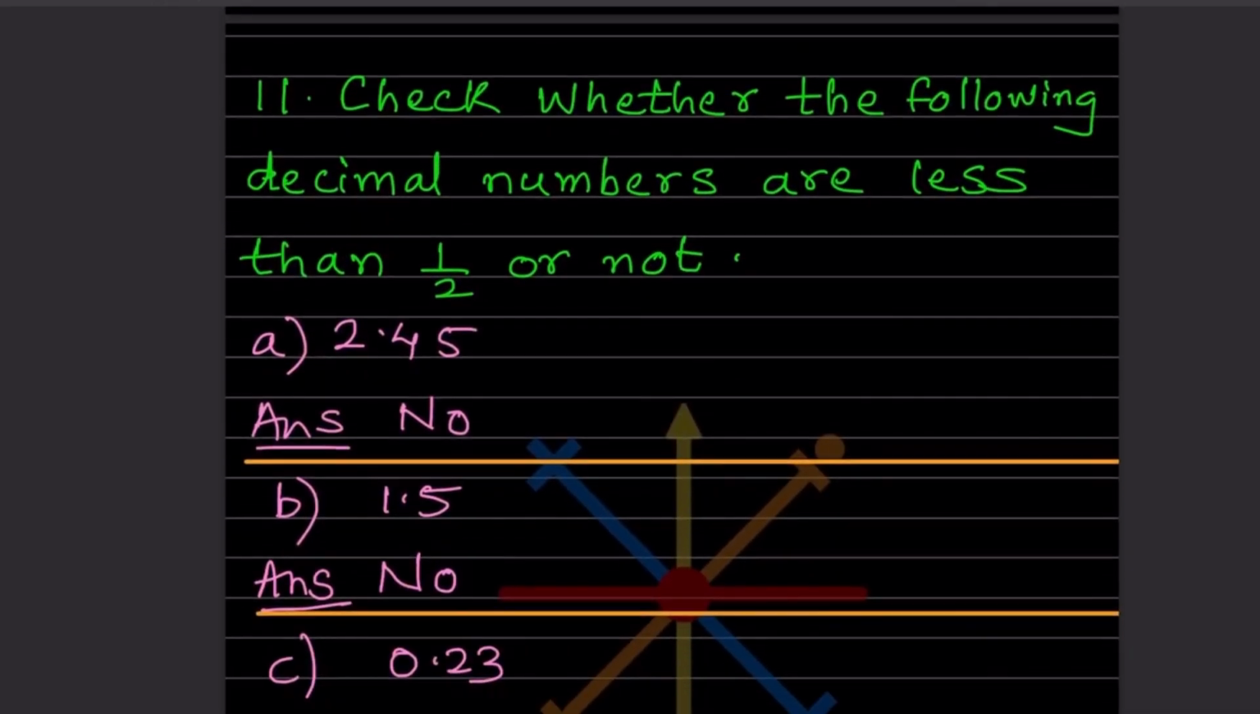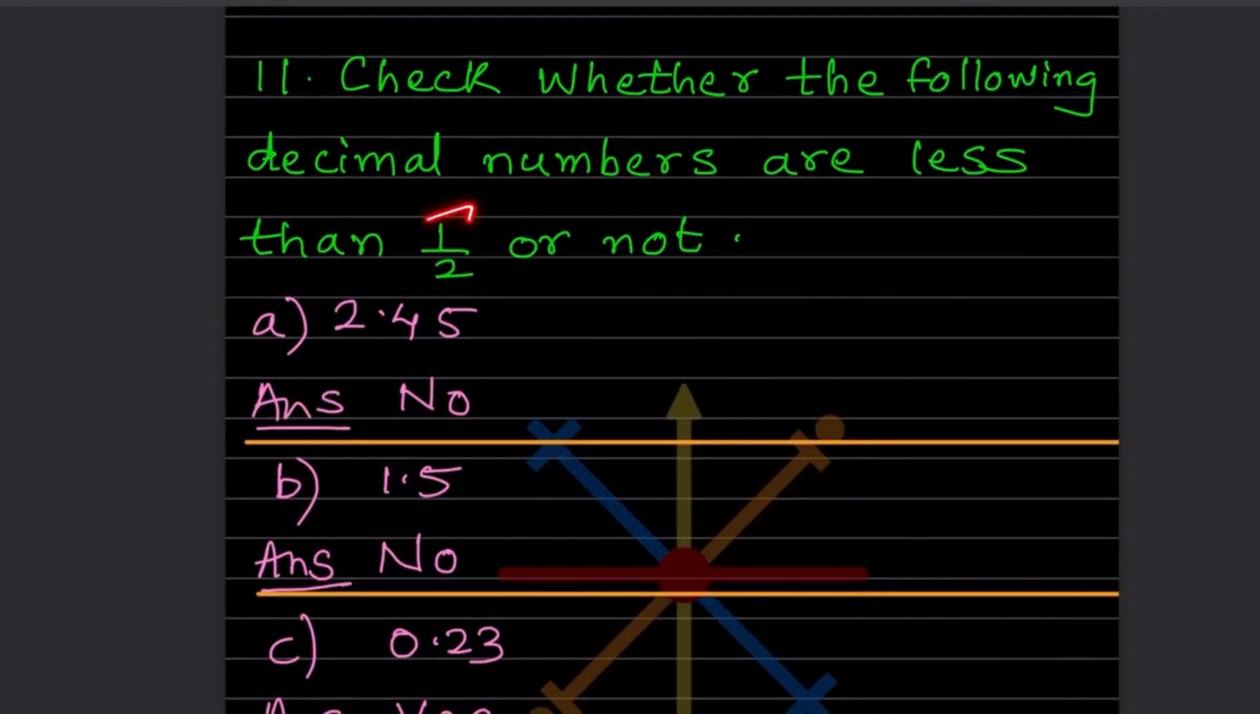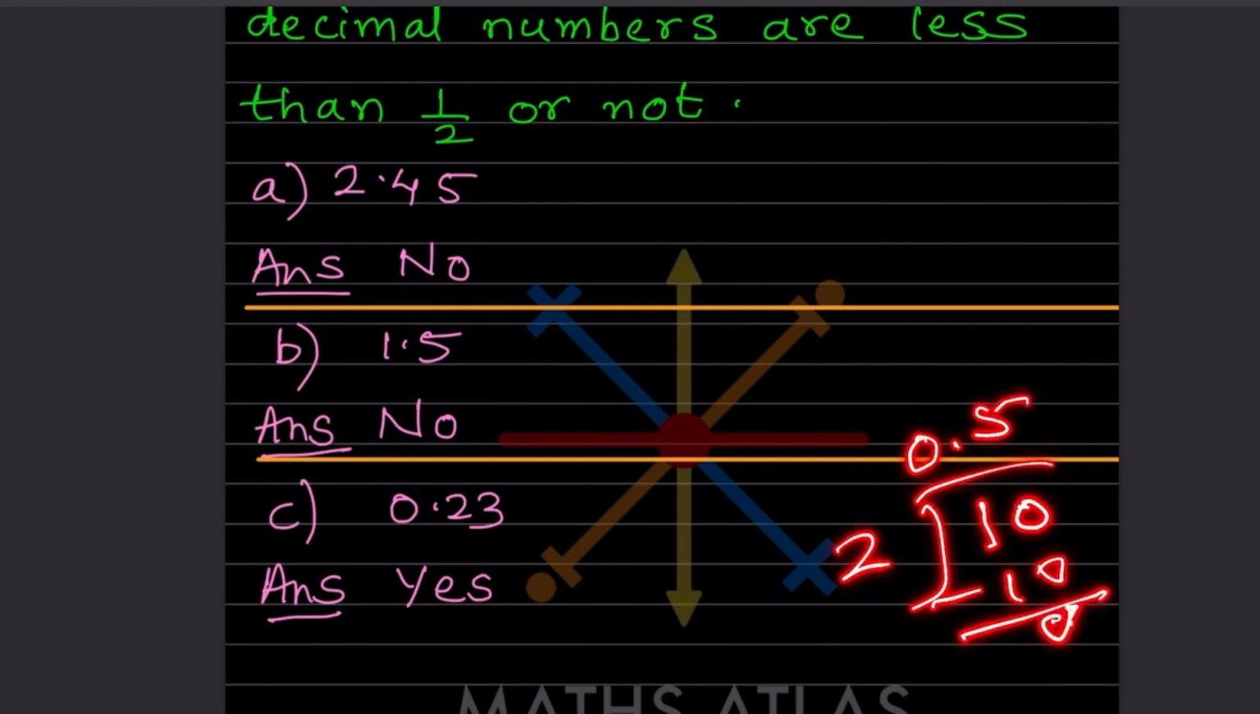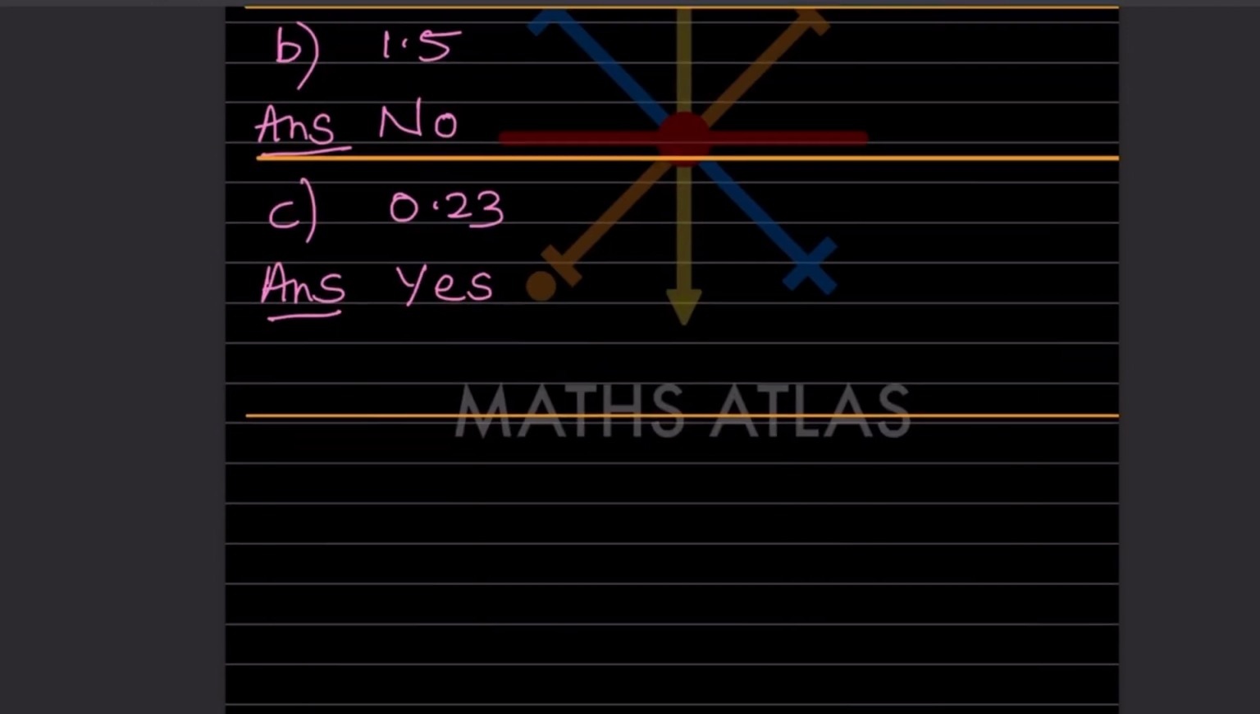Check whether the following decimals are less than half. Half means 0.5 or not. So here definitely 2.45 is not less than 0.5. 1.5 is definitely not less than 0.5. 0.23 yes, because half means 0.5, isn't it? Half because 1 divided by 2. So 0.5, and this is 0.23. So definitely it is less than 0.5.